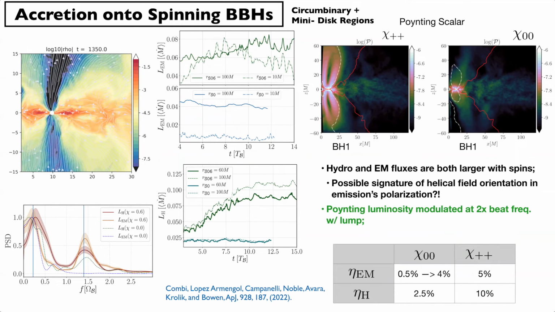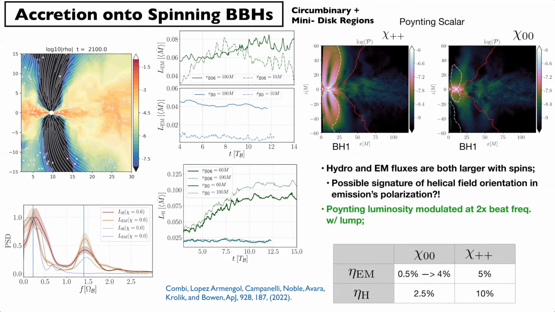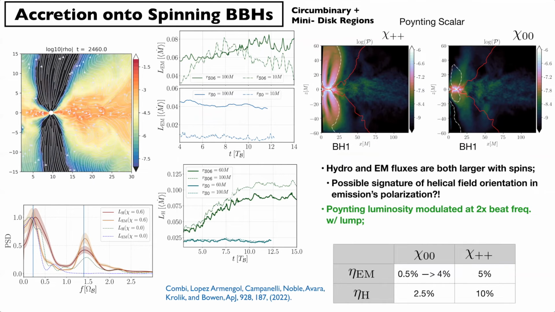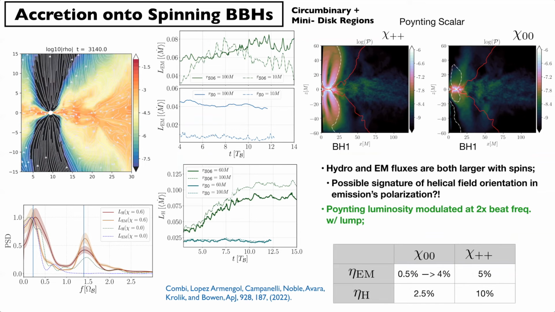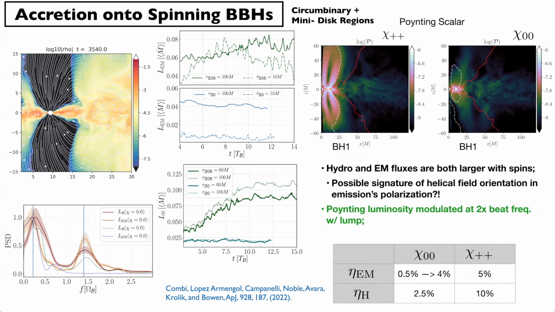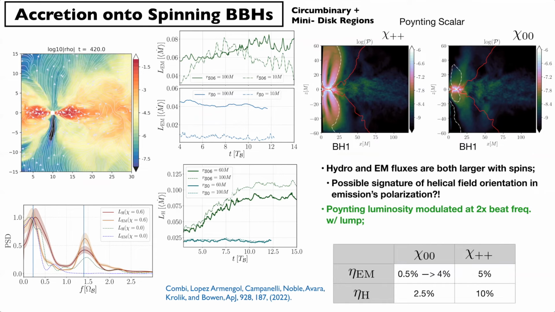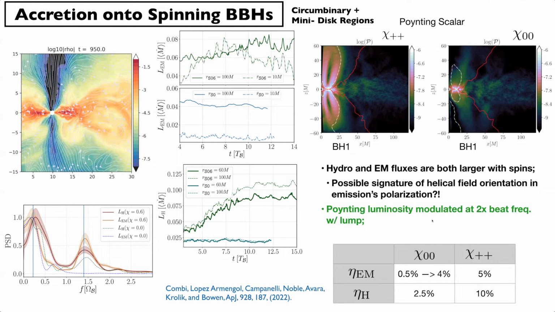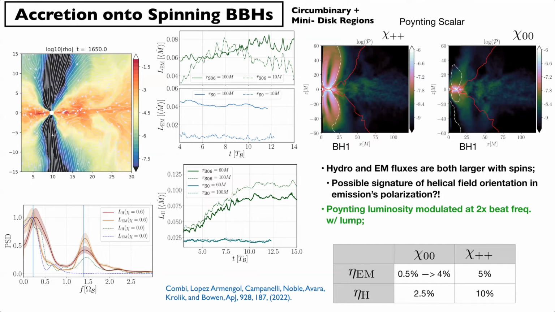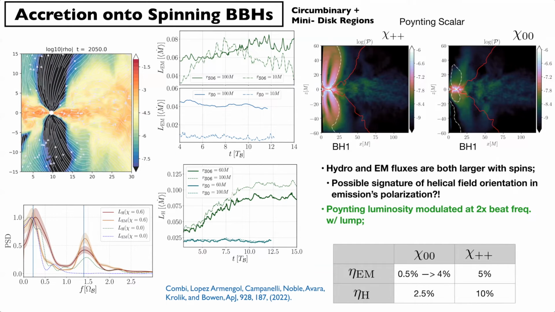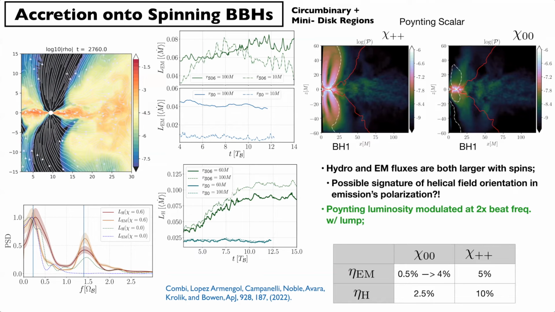So there is a significant Poynting flux now coming from these black holes, and these jets are also modulated by the accretion rate from the lump, or the circumbinary disk, and through the mini disk accretion. And we do see that the Poynting flux luminosity is modulated at 2 times the beat frequency. So there is a lump-dependent phenomenon in the jet emission.